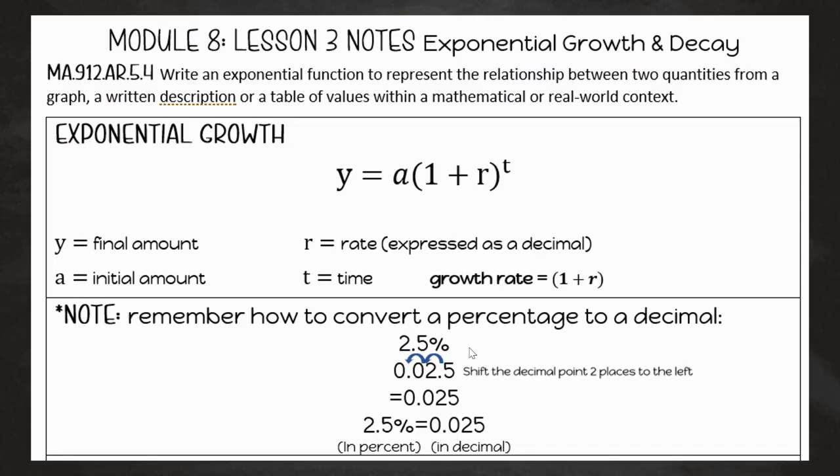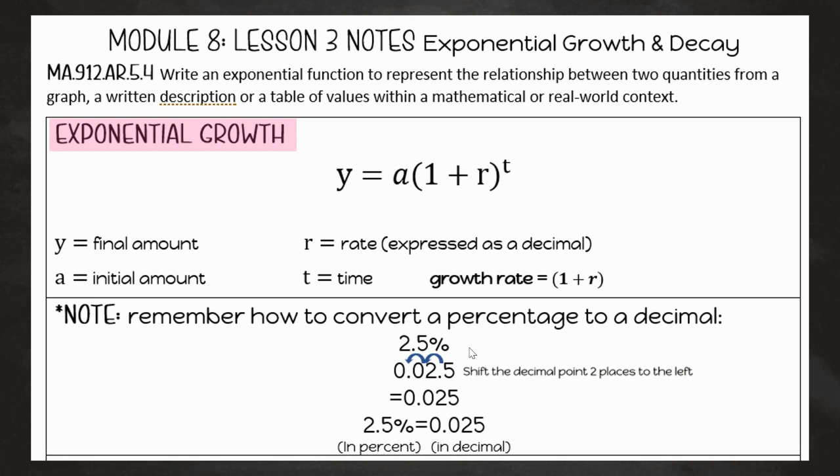So this is Module 8, Lesson 3. And this is benchmark 5.4 or AR 5.4. We need to write an exponential function to represent the relationship between two quantities from a graph, a written description, or a table of values. So this is where that written description comes into play.